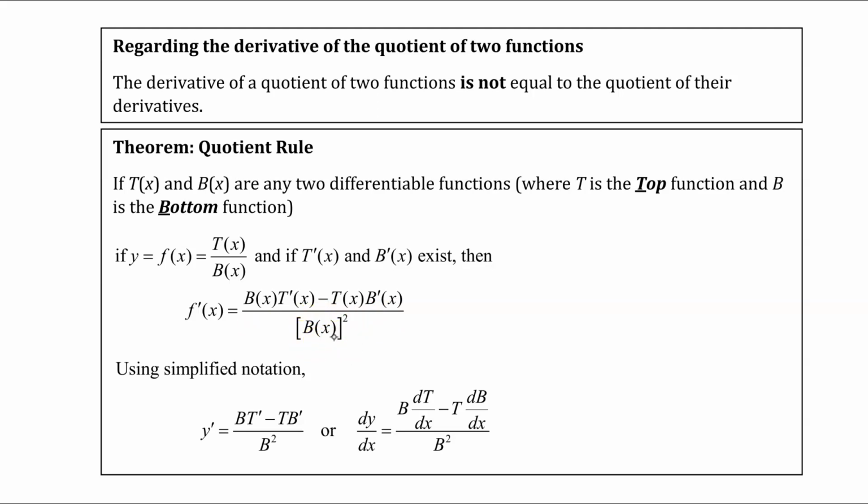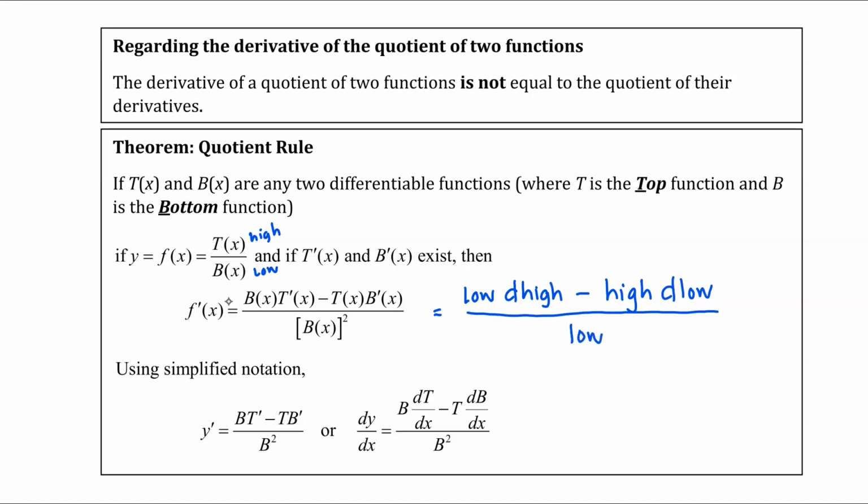Or it could also be helpful to think of it this way. Instead of top over bottom, you could think of this as your high and this is your low. So instead, you would say low, so the low function, d high, that means the derivative of the top function, minus high, the one in the numerator, d low, derivative of the bottom, all over low squared.